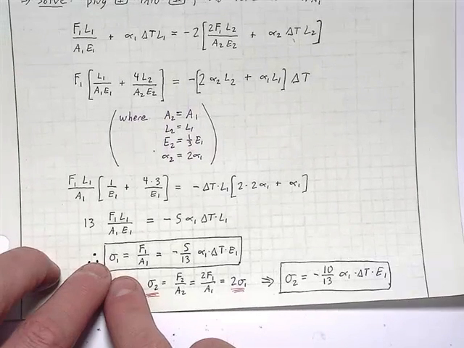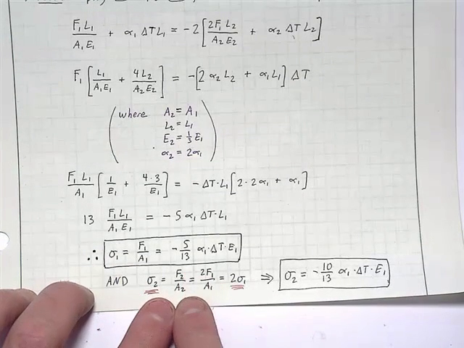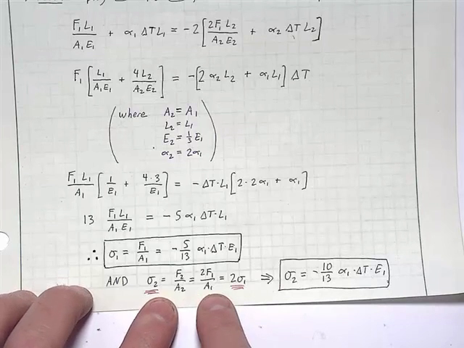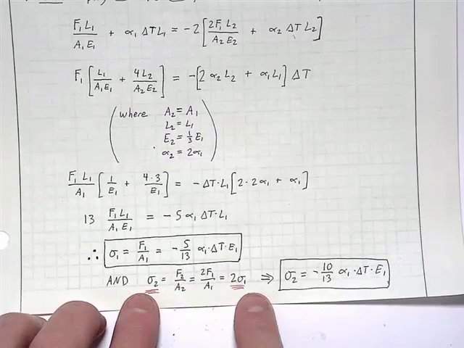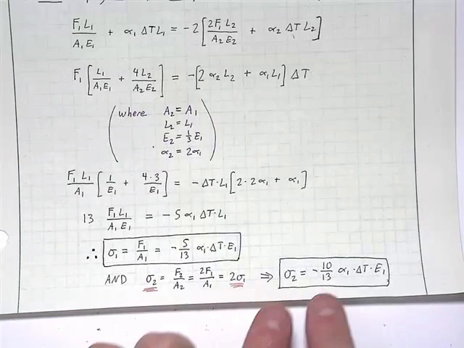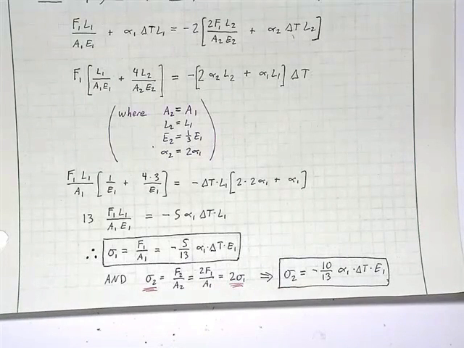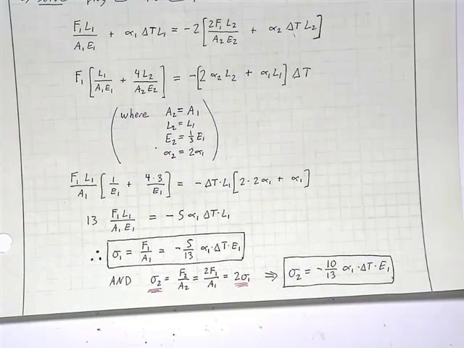Once we have sigma 1, sigma 2, well, that's just F2 over A2, but A2 equals A1, and F2 equals 2F1 from equilibrium. So the normal stress in 2 is just 2 times the normal stress in 1. It's the same exact thing, except instead of 5/13 we have 10/13. All right, so now we have expressions for normal stress, and we're ready to plug in our two temperatures.